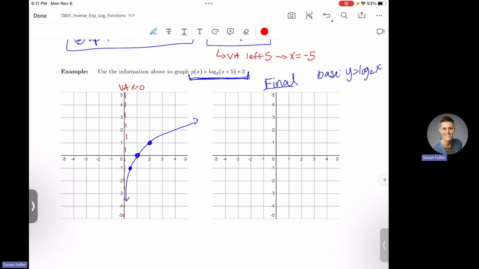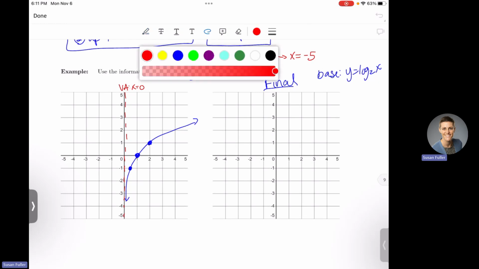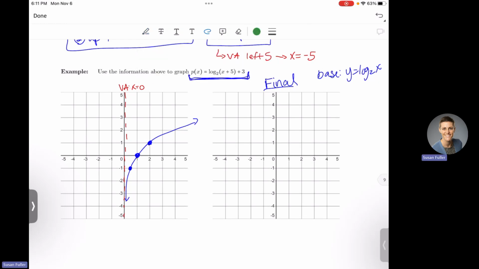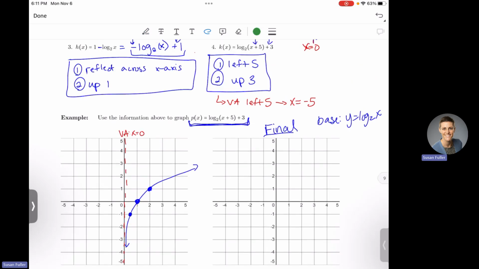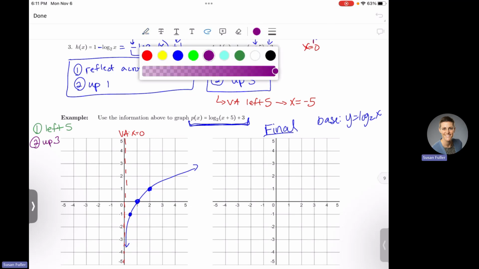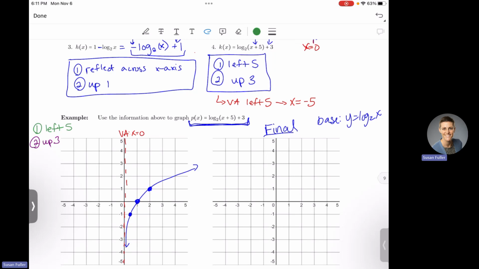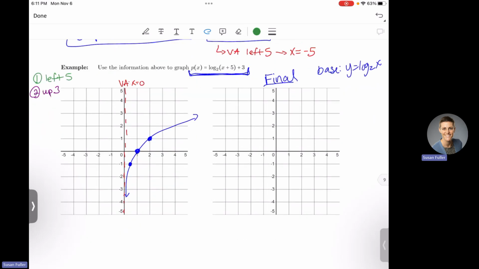Okay, so this is my original graph, right? My base function. And then the first thing that I'm going to do here is slide this thing to the left by 5 units. And then after I slide it left 5, I'm going to move that thing up 3 units. Okay, those are all the transformations. So let's start by moving this whole thing to the left by 5 units.